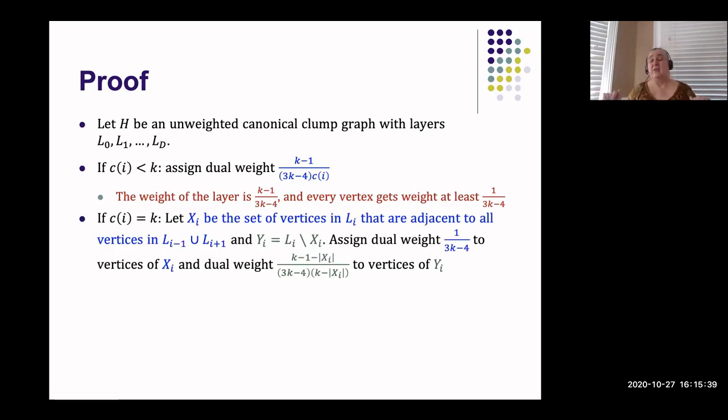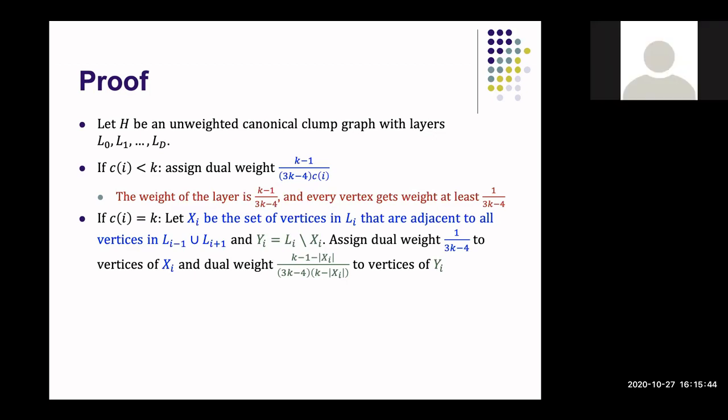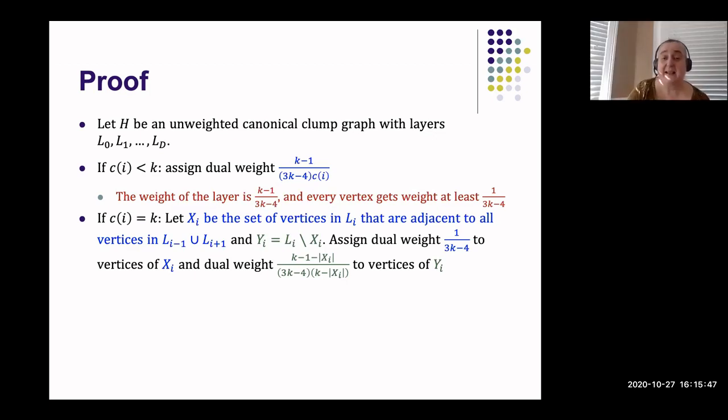If I have k colors, I have to work a teeny bit harder. So I divide my vertices into 2 sets. Xi is those vertices that are adjacent to all vertices in the 2 neighboring columns, and Yi is the rest. I assign dual weight 1 over (3k minus 4) to vertices of Xi, and this quantity to vertices of Yi. This quantity works because then the total weight of the layer is going to be 1 over (3k minus 4). That's how I chose this.